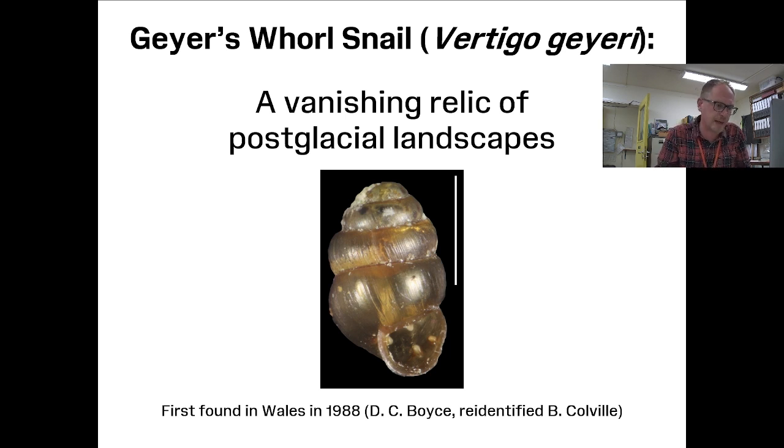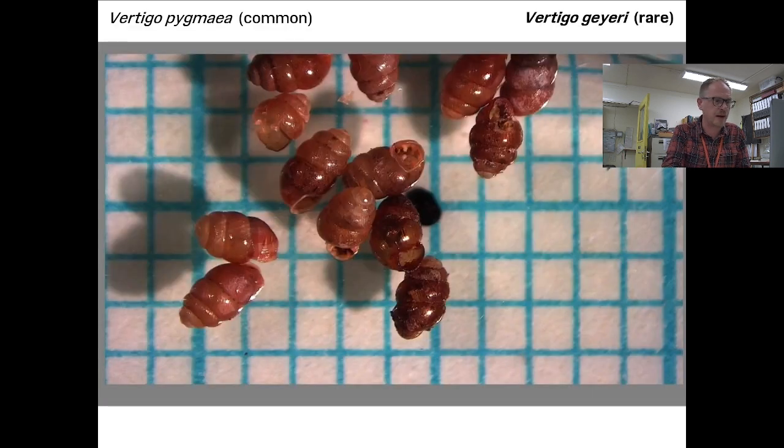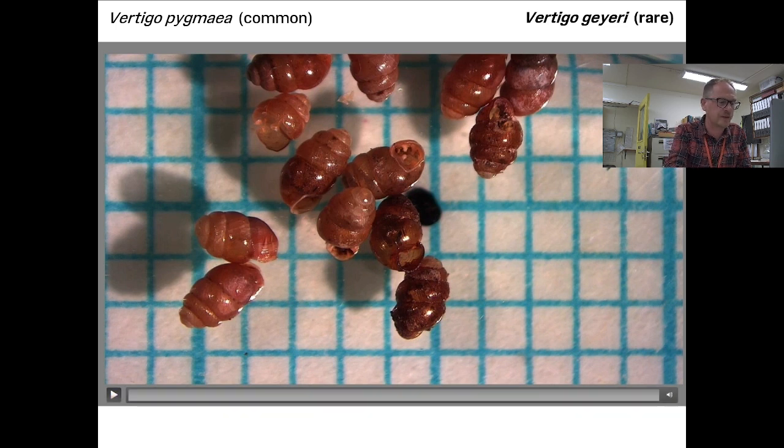This was only detected in Wales in 1988 by somebody called Boyce, and then it was re-identified by Barod Colville. It's another species that's always been rare here. And this one is a lot more difficult to identify, and it's also difficult to be certain that you've got it correctly identified in the end as well. So again, we've got 3 specimens there amongst the common Vertigo pygmaea.